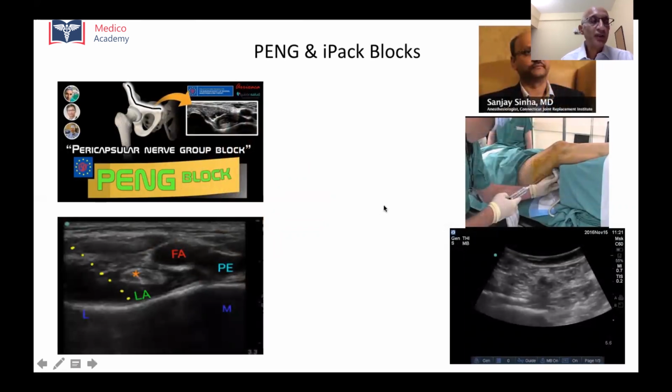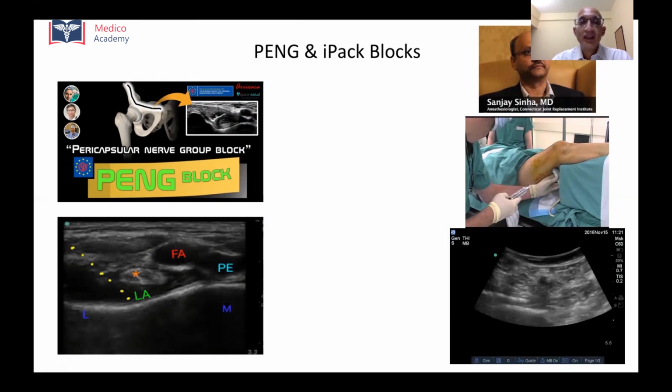Now to the last bit of this presentation. If you have really smashed your viva so far on the lower limb blocks, these two are very new blocks which have been described: PENG block for hip and IPACK block for knee. The basic premise is that the final articular branches are too fine to be seen with the current technology of ultrasound, but we know that they must be passing through a plane right adjacent to the joints.